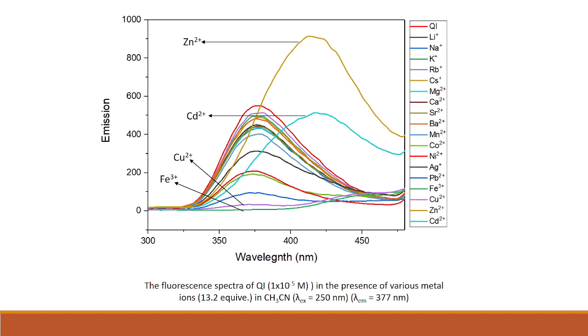The spectrum of cadmium is redshifted to the same region as zinc, just without the enhancement in intensity. It's well known that zinc and cadmium are difficult to distinguish spectroscopically due to their similar properties. And when iron and copper ions were introduced to the ligand, the spectrum is completely and partially quenched respectively.